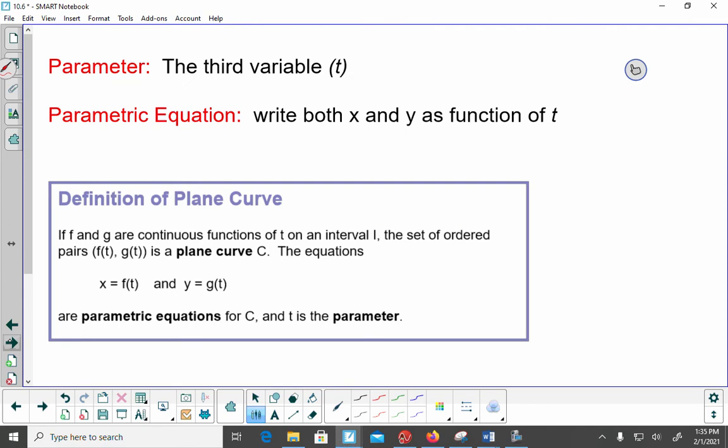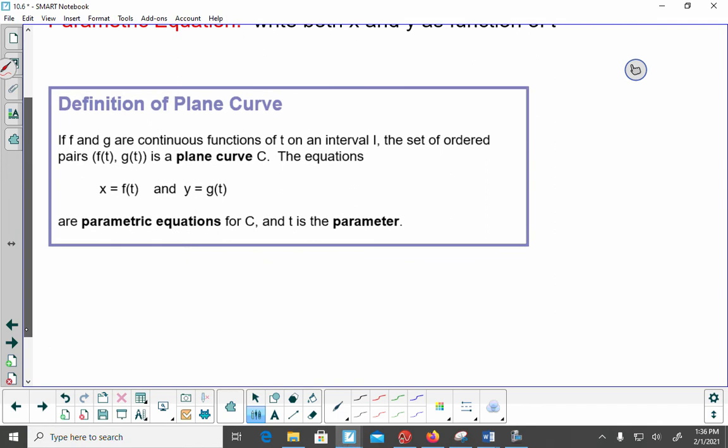So first thing I'm going to do is tell you that the parameter is going to be the third variable, and most of the time we're going to call it t. The parametric equation is rewriting both x and y as a function of t. So if I have a curve, I'm going to say x is equal to f of t and y is equal to g of t. So the function for f of t and the function for g of t are very rarely the same. So here we go.